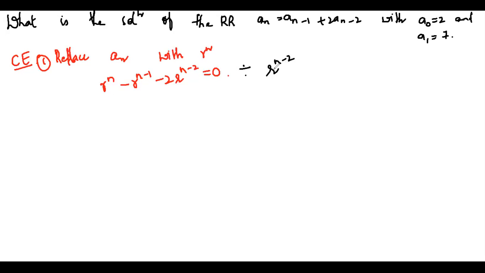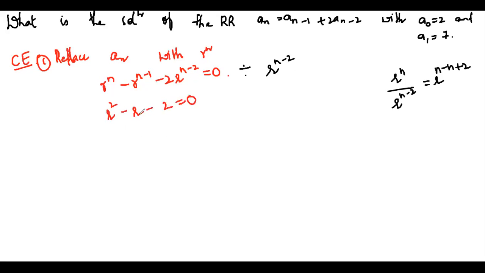When you divide this equation by r^(n-2), r^n by r^(n-2), let me write it over here: a^m / a^n is equal to a^(m-n). So r^(n-(-2))... we will get r squared. So this is written as r squared minus r minus 2 is equal to 0.